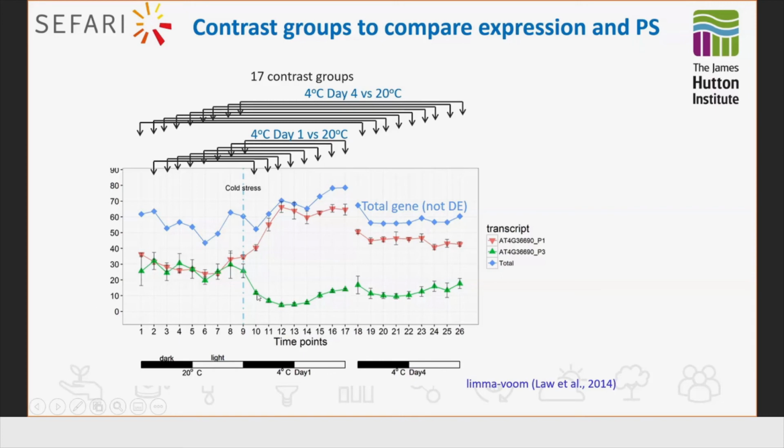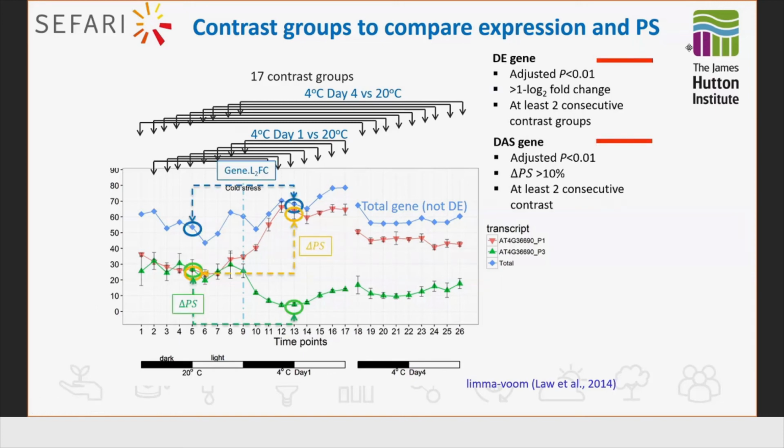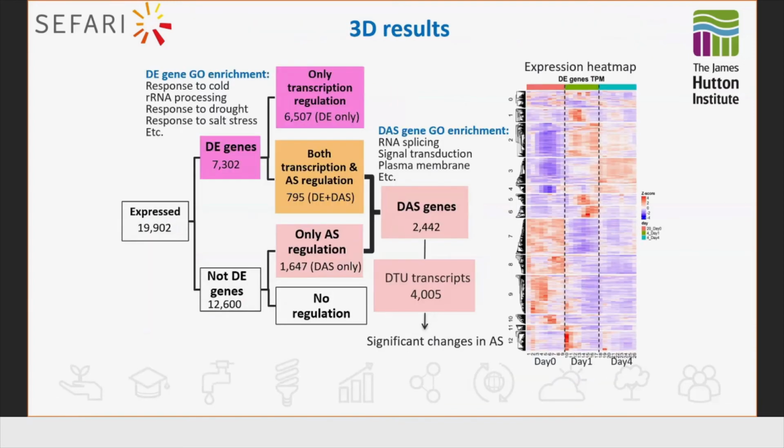And then we do DE gene and DTU gene analysis, and then we do the cutoffs for the p-value and the log2 fold change, and then we summarize the DE and DTU gene result. So here is a 3D result. So we have the expressed genes, we have the DE genes, and then we have not DE genes, and then we have this DE only, and both DE and DTU, and then DTU only.